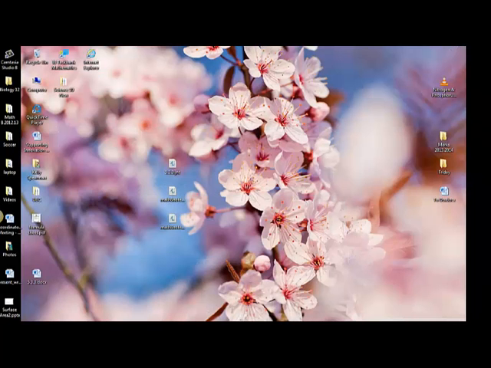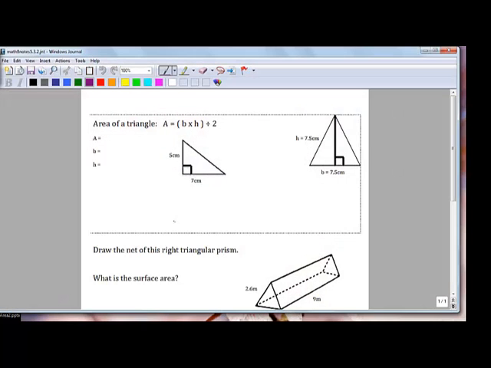So let's turn the sheet over and go on to something that's maybe a little bit newer, triangles. So this type of prism is based on a triangle. You can see here that the formula for the area of a triangle is base times height divided by 2. Now in this particular question, this is your height right here. So this is your base, this is your height.